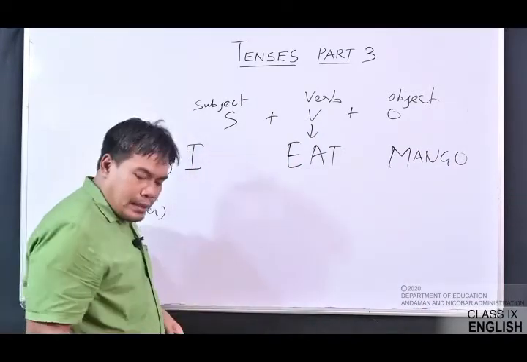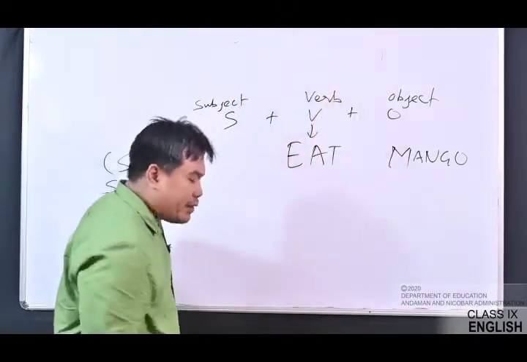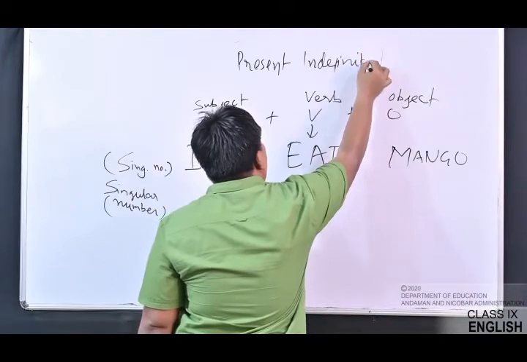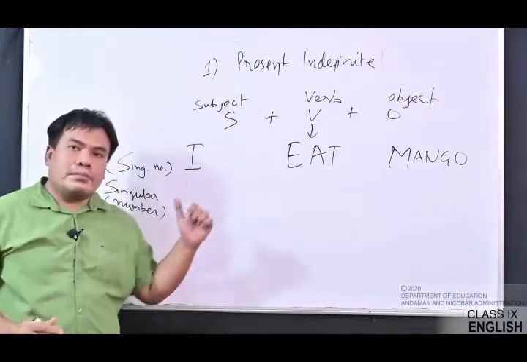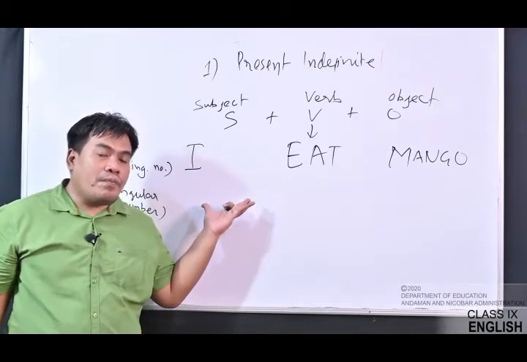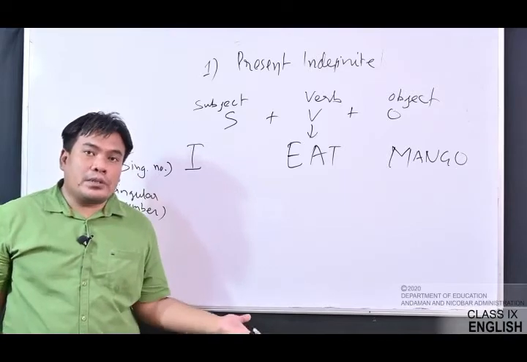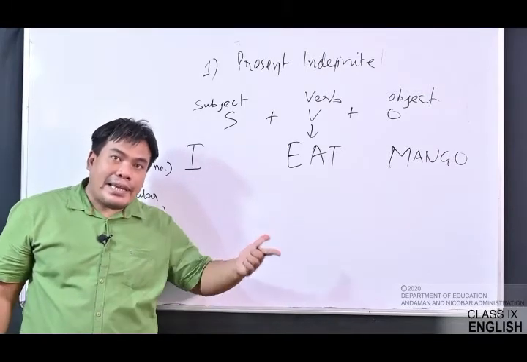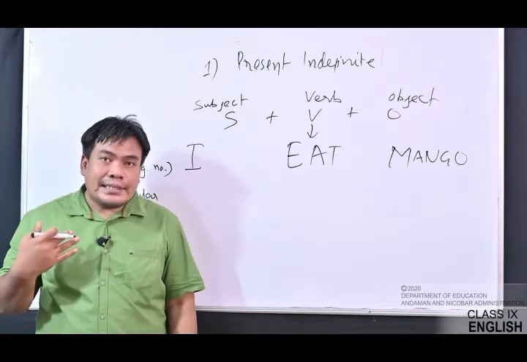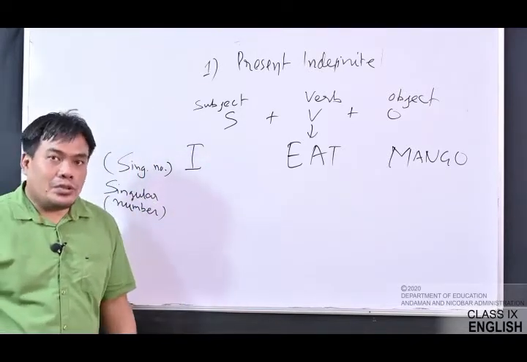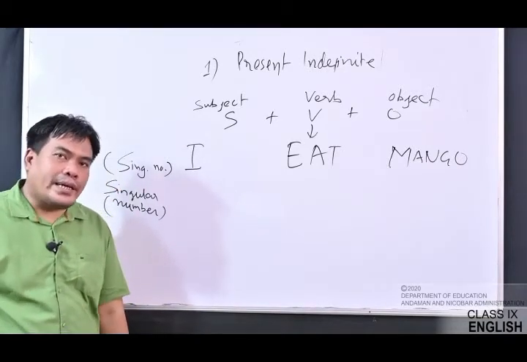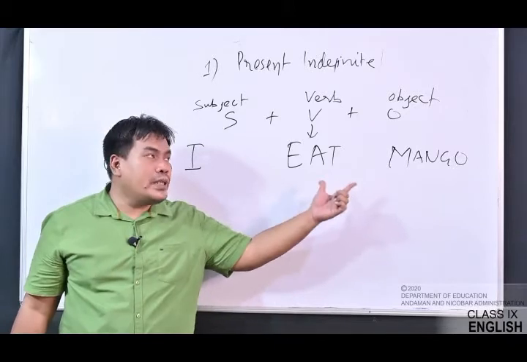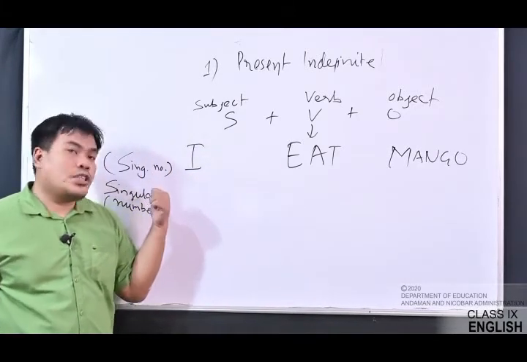This is the present indefinite that we are dealing with right now. I eat mango. What was the meaning of present indefinite? The task that happens every day or routinely is known as present indefinite tense. The task which I do every day. See, I eat mango. That means that's my habit. I had mango yesterday. I had eaten mango yesterday. Today, I'm going to eat. Tomorrow, I will be eating that. So I eat mango here. Eat is the verb, mango is the object and the subject is I, which is the singular number.